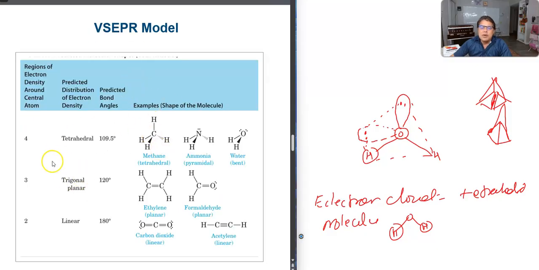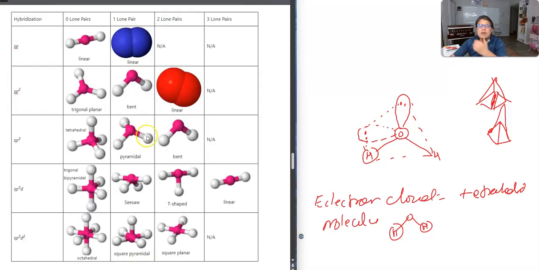So now let's see some examples. Methane molecule is tetrahedral. Its angle is 109.5. Ammonia is pyramidal, right? Pyramidal is the ammonia shape, and the electron cloud is tetrahedral. Water is bent, and tetrahedral is its electron geometry. All these are tetrahedral electron clouds, the predicted distribution of the electron density. Electron density is tetrahedral for these three molecules. Electron density is trigonal for these, and the angle is 120 degrees. Electron cloud is linear for these, and the angle is 180 degrees. You know, linear means 180 degrees, right?